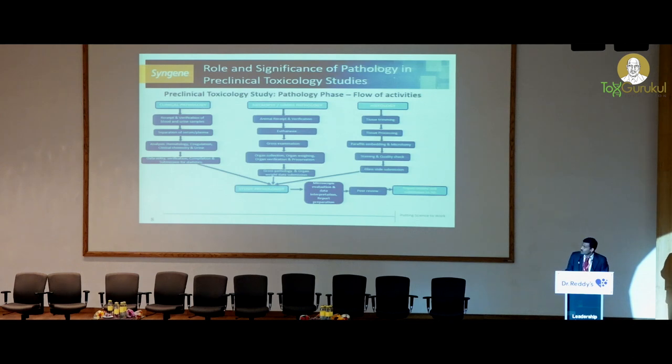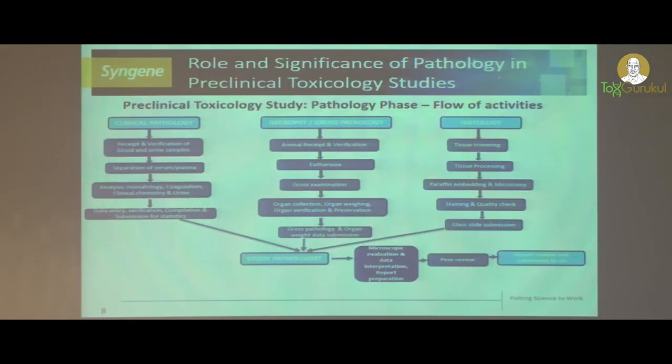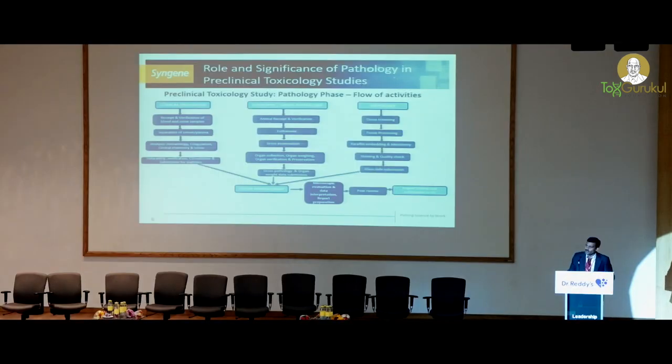It starts with histology, the next phase, wherein the samples are further processed: tissue trimming, processing, sectioning, and staining. These activities are done by a trained technician, and the slides are produced. The slides are checked for quality and for the presence of any artifact, then submitted to the pathologist. The pathologist has to evaluate clinical pathology and necropsy gross pathology parameters before evaluating the microscopic findings. Then he prepares the pathology report, and if any peer review is to be performed it is done, otherwise the report is submitted to the toxicologist for interpretation in the toxicology report.